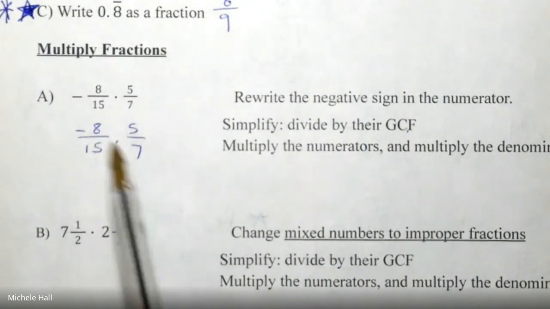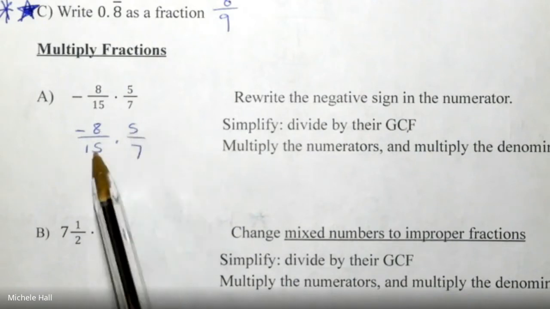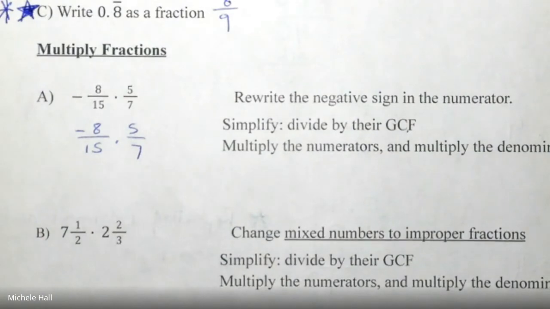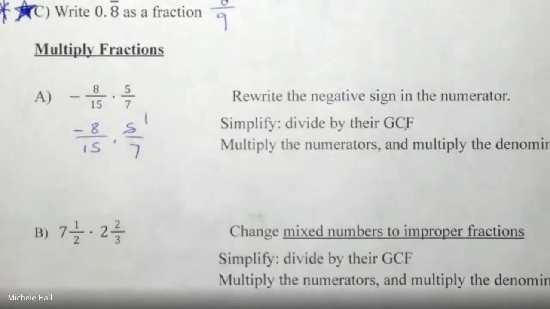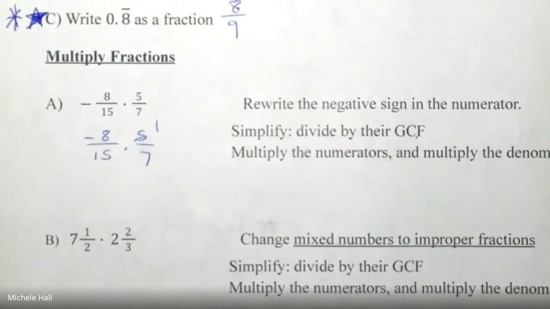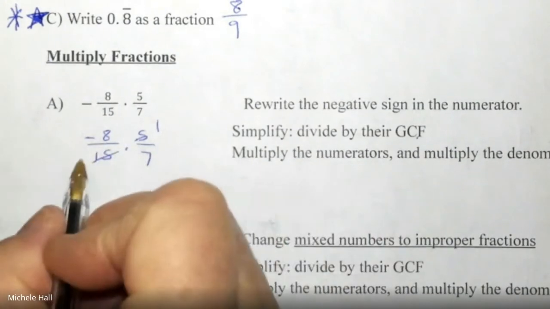Do 8 and 7 have anything in common? No. How about 5 and 15? What is the greatest common factor for 5 and 15? 5. 5 divided by 5 is 1. Get used to crossing it out right there. Don't rewrite stuff. Just cross it out right there. 5 divided by 5 is 1. 15 divided by 5 is 3.